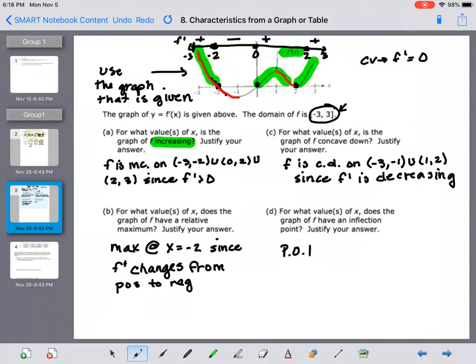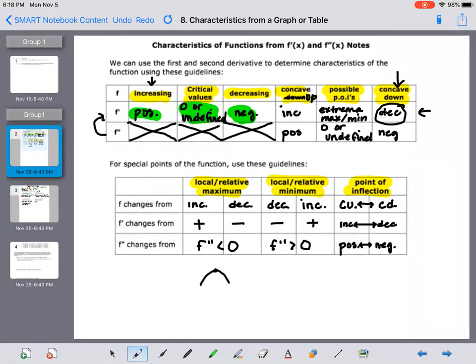Going back to my table, POIs, that was the way we justified from here. That's what told us we had a POI. And since I have the first derivative, I want to look at that. I want to look at where my first derivative changes from increasing to decreasing or decreasing to increasing.